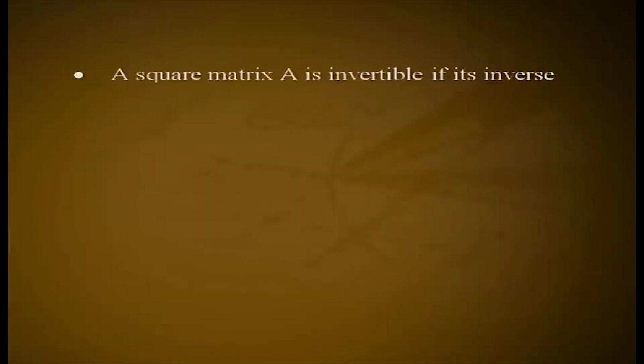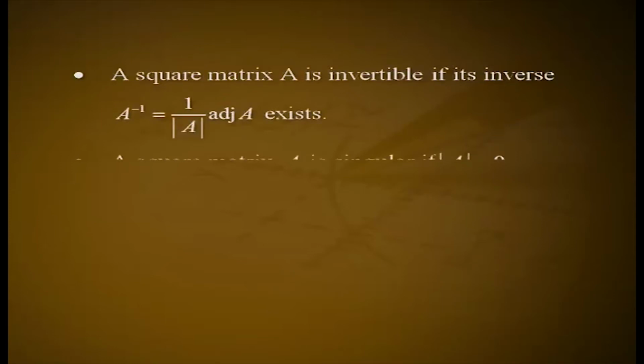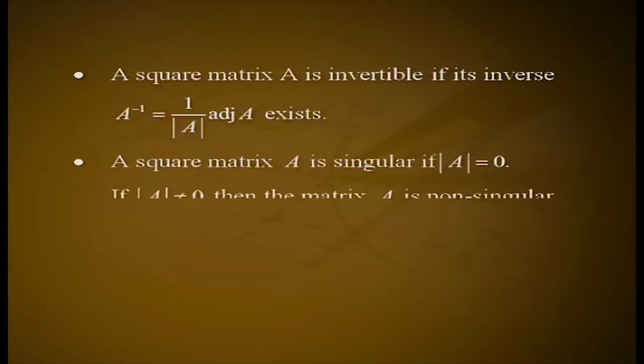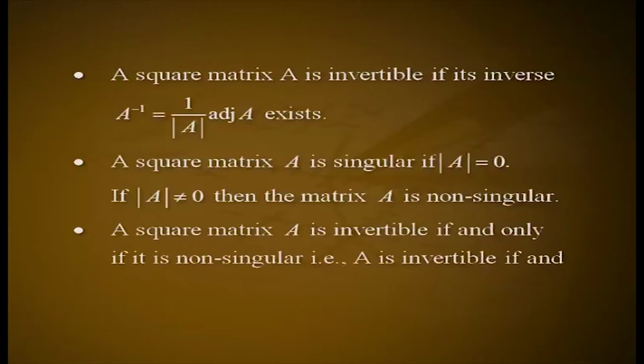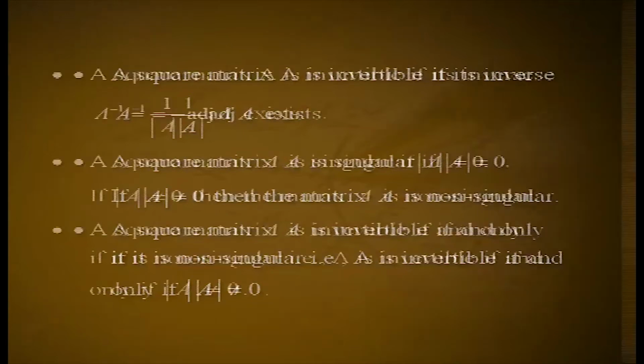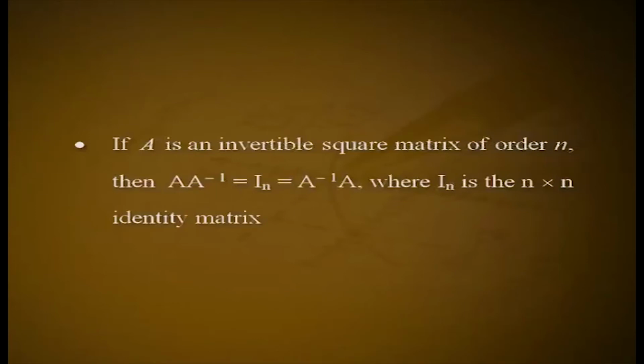Before proceeding, we recall the following concepts. A square matrix A is invertible if its inverse, A inverse = 1/det(A) times adj(A), exists. A square matrix A is singular if det(A) = 0. If det(A) is not equal to 0, then the matrix A is non-singular. A square matrix A is invertible if and only if it is non-singular, that is, A is invertible if and only if det(A) is not equal to 0. If A is an invertible square matrix of order n, then A·A inverse = In = A inverse·A, where In is the n by n identity matrix.